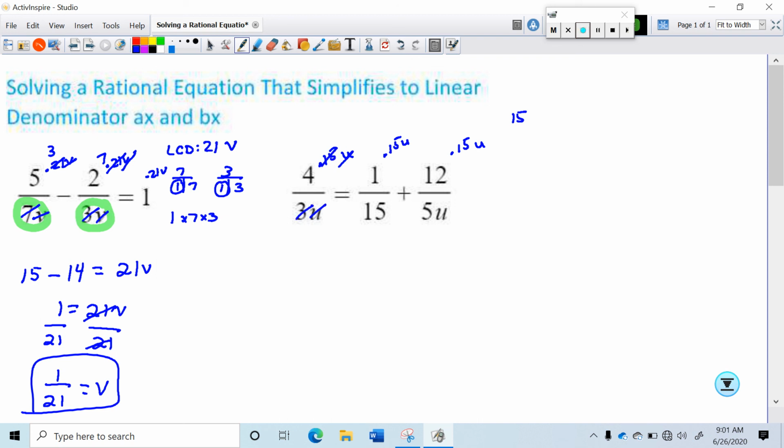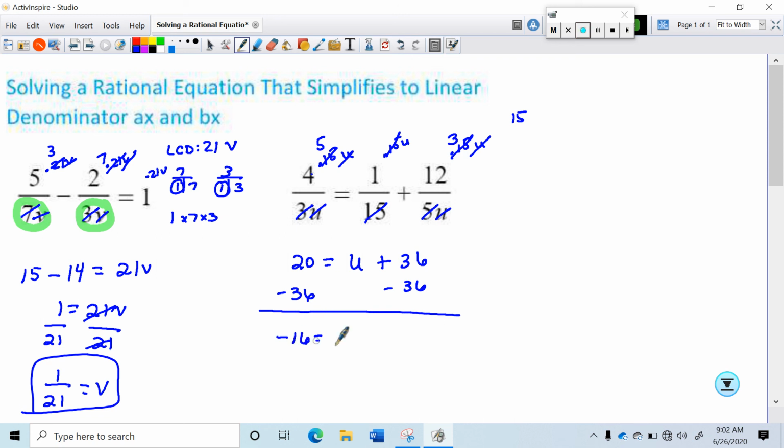15 divided by 3 is 5, and 4 times 5 is 20. Equals. 15 cancels with 15. 1 times U is just U, plus U cancels with U. 15 divided by 5 is 3, and 12 times 3 is 36. So I'm going to subtract 36 from both sides. Negative 16 equals U. Opposites cancel, and U is already by itself, so that's the answer.